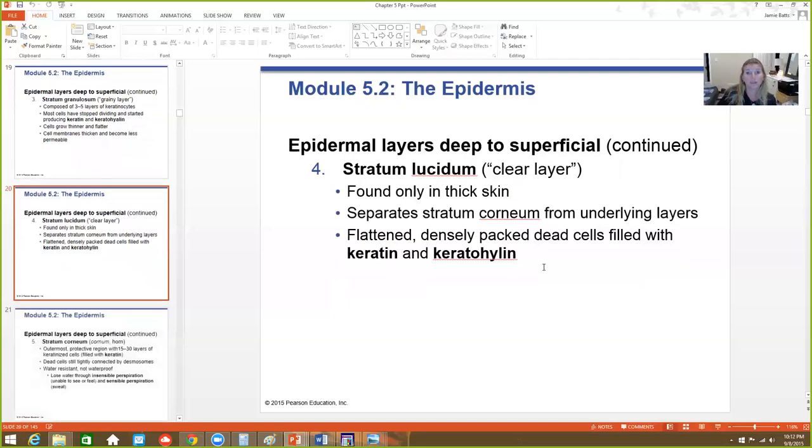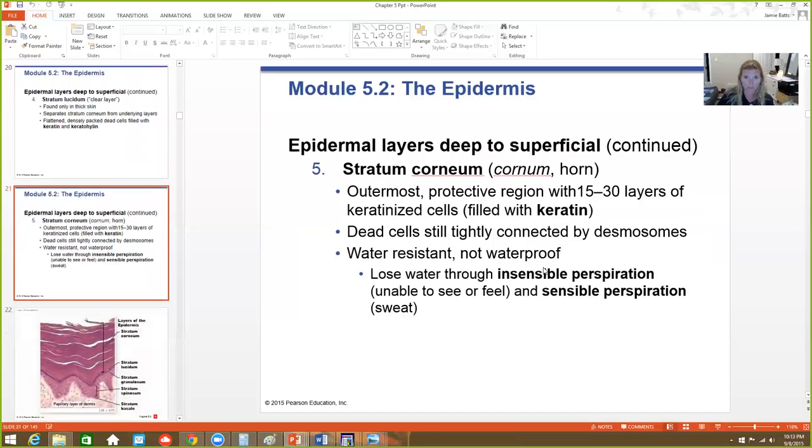In the thick skin, like the palms of our hands and soles of our feet, the stratum lucidum is present. This is, again, only in thick skin. This is that extra layer. This is separating that top layer from the stratum granulosum. This is where those cells are very densely packed with keratin.